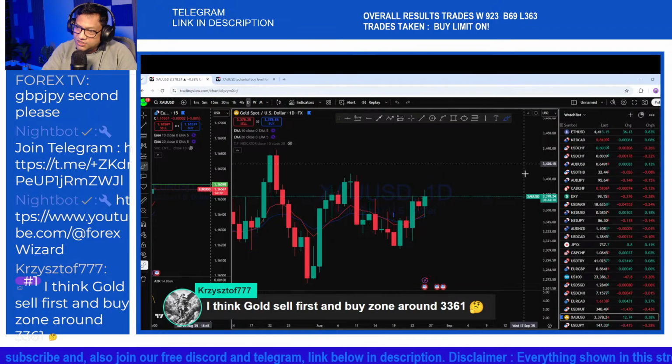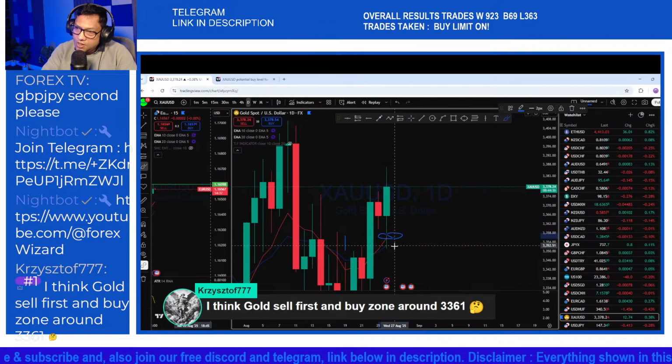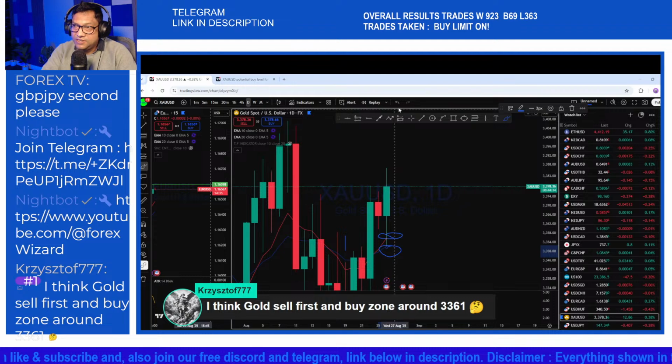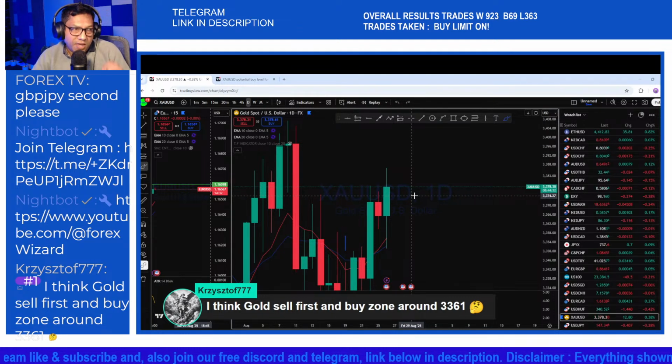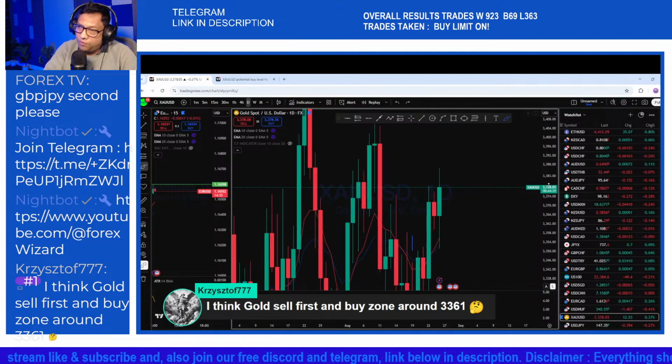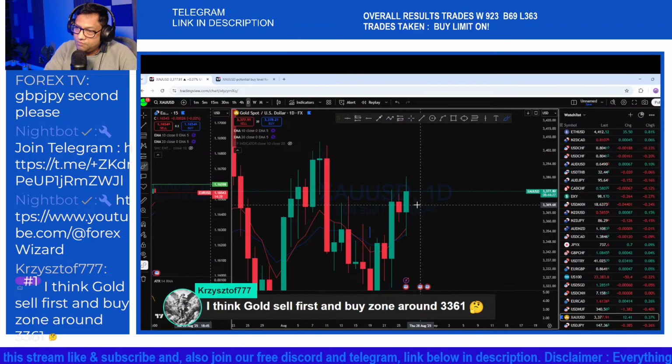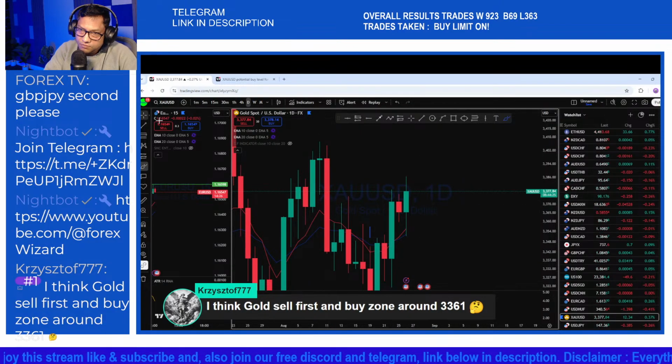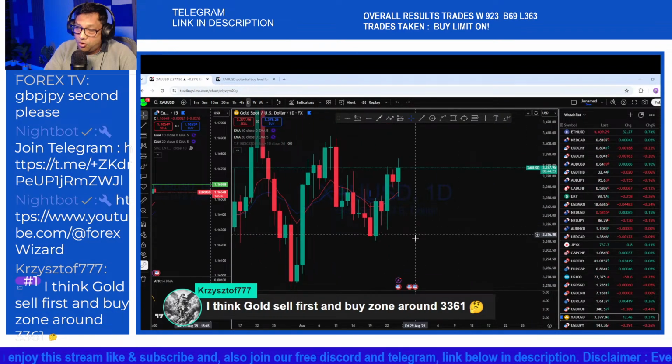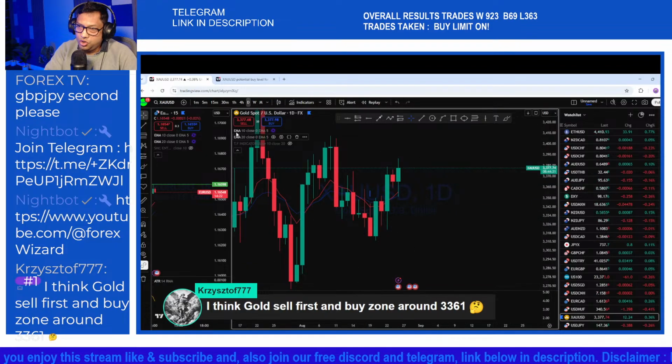Now you can see that the fast EMA is above and the slow EMA is below. That means the market momentum is higher. From the EMA perspective, it's a bull market. So it shifted on the daily time frame to be a bull market.